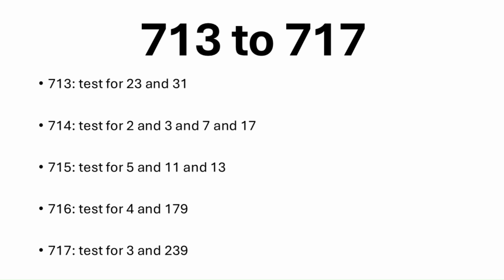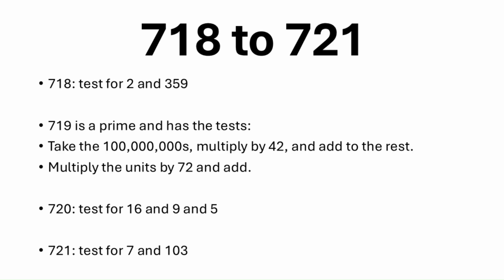716, test for 4 and 179. 717, test for 3 and 239. 718, test for 2 and 359. 719 is a prime and has the tests. Take the 100 millions, multiply by 42, and add to the rest. Multiply the units by 72 and add.